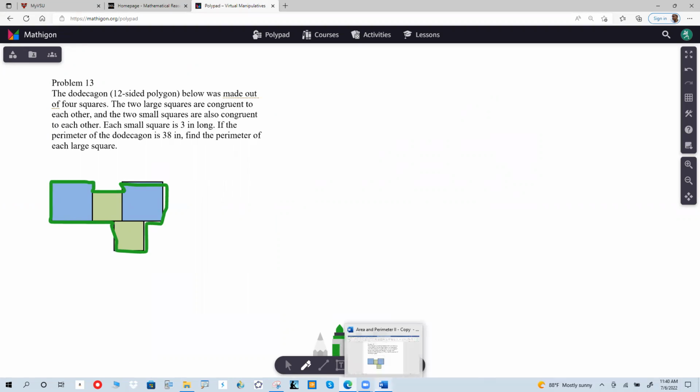All right, guys. Now there is a little trick to this problem. Let's go ahead and read the question. The 2 large squares are congruent to each other. The 2 blue squares are congruent, and the 2 small squares are also congruent to each other. Okay, the green squares are congruent. Each small square is 3 inches long. And if the perimeter of the dodecagon is 38, find the perimeter of each large square.